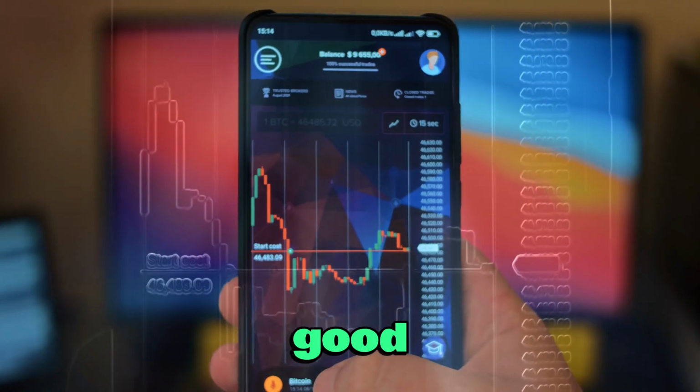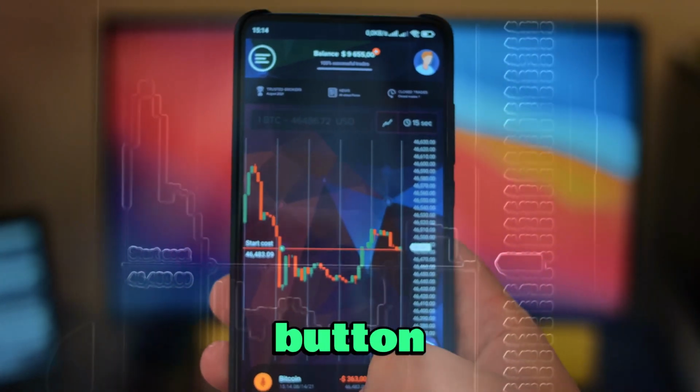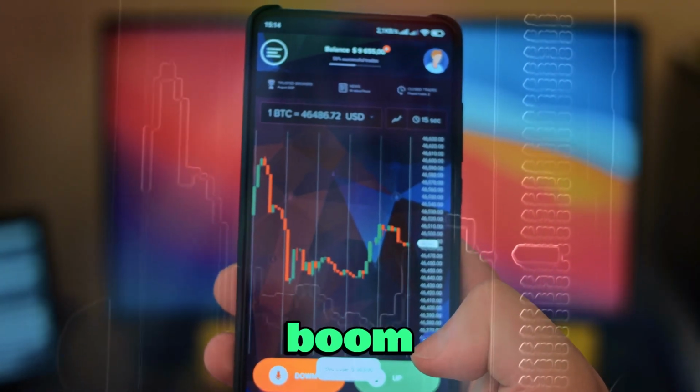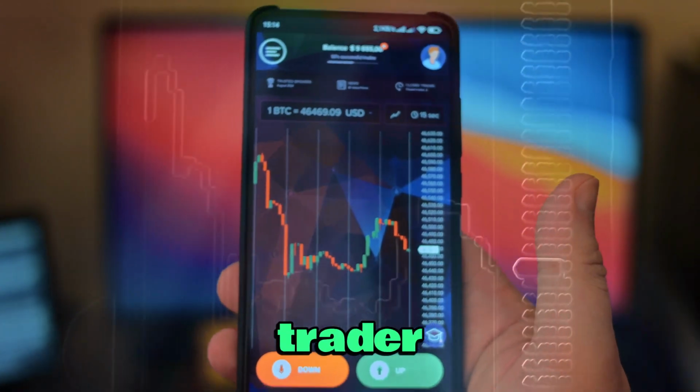Once everything looks good, hit the Buy or Sell button. Your order executes, and boom, you're officially a crypto trader.